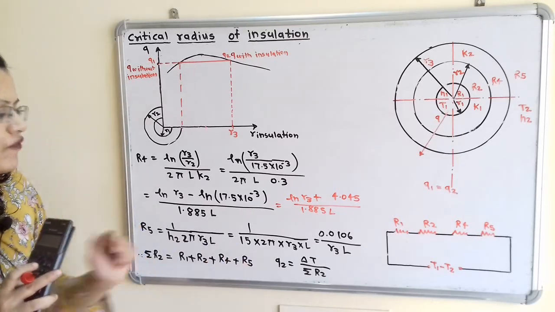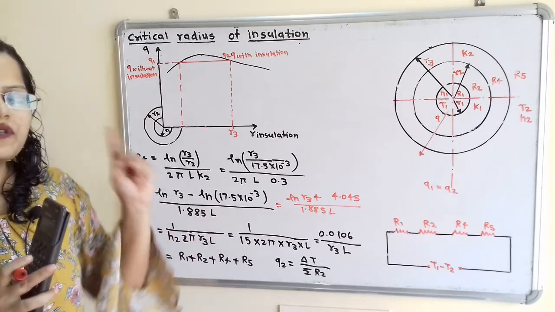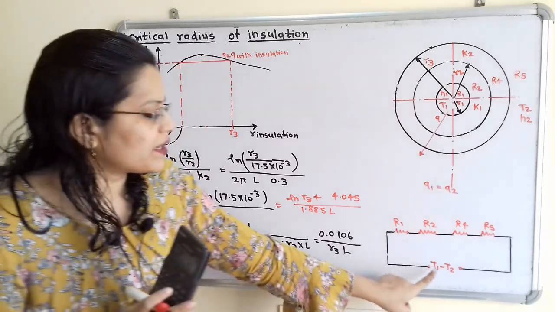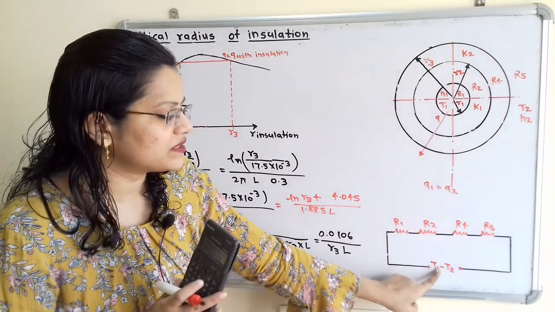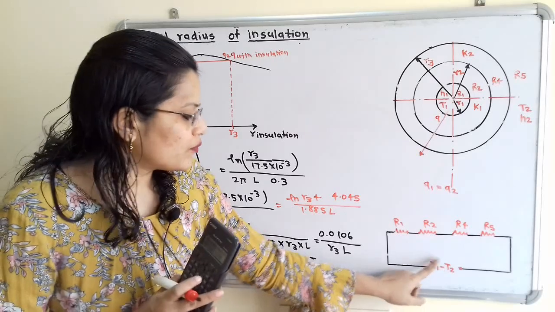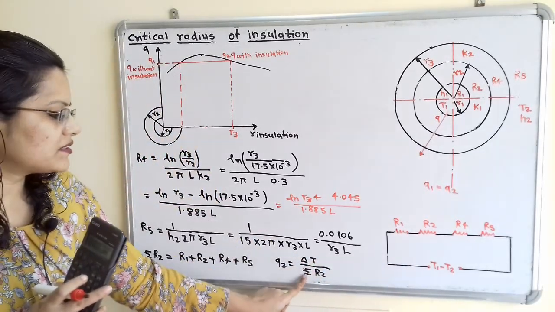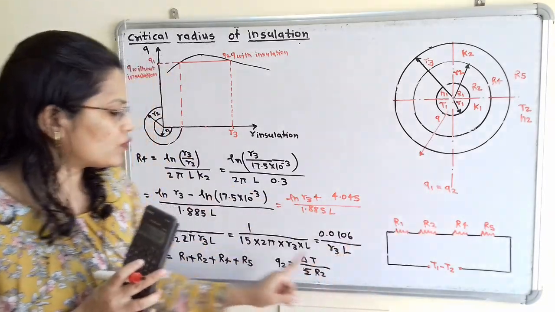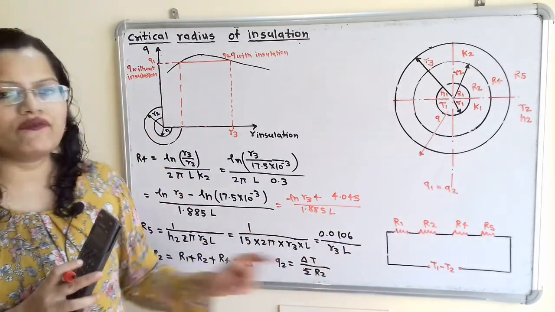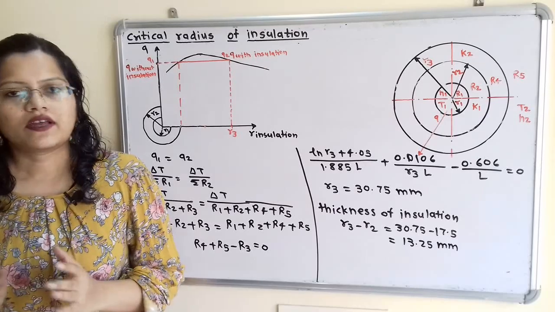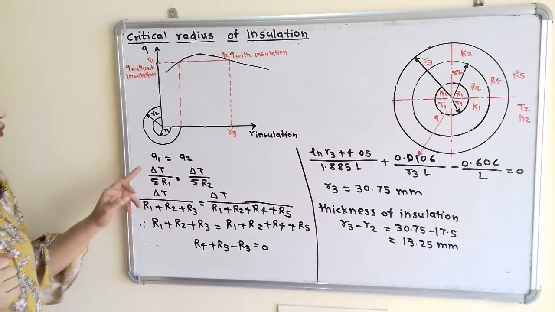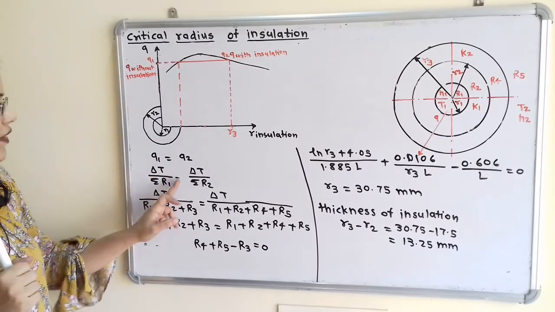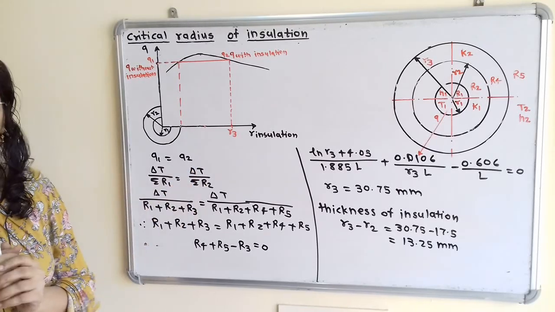So what is the value of Q2? Now if we observe the previous case and this case, the temperature difference T1 minus T2 is the same, that is delta T. So we have to take delta T divided by summation of R2. Now we will show Q1 is equal to Q2 and we will find out the value of R3. That is, delta T by summation of R1 is equal to delta T by summation of R2.